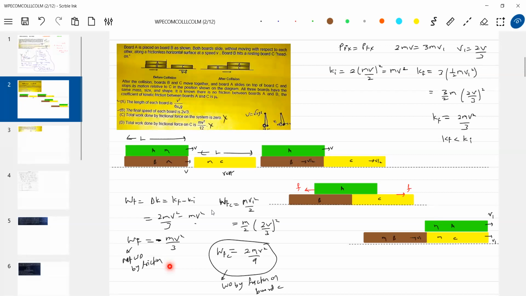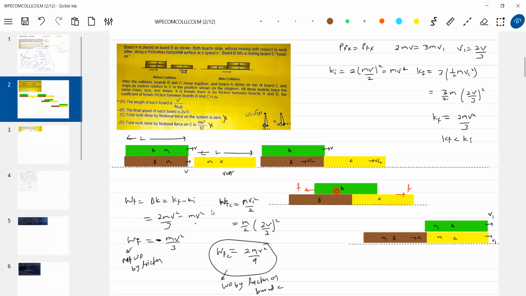Net work done by friction is what we are having. After getting the net work done by friction, on the other side, I know the work done by friction, I'll calculate here. By equating this, I can bring in the length. Check this calculation once. How do we calculate the net work done by friction? We have to bring this L into the picture.